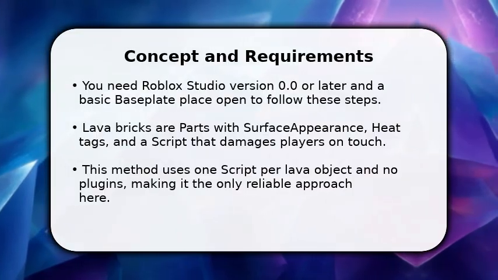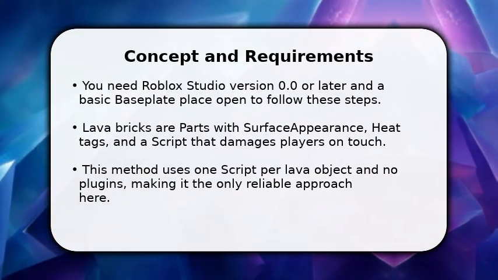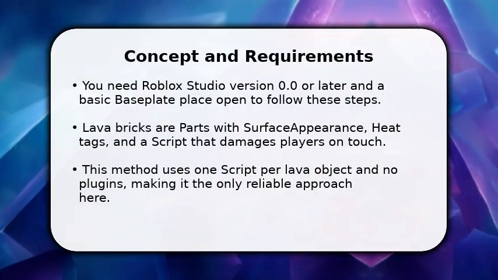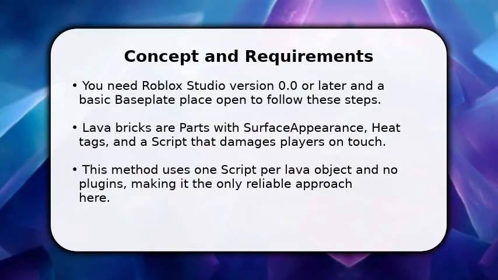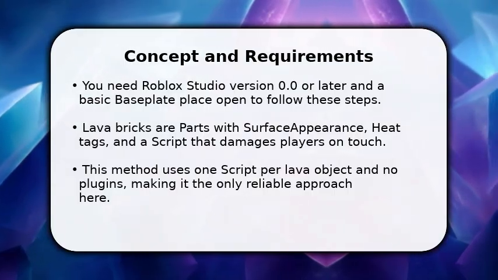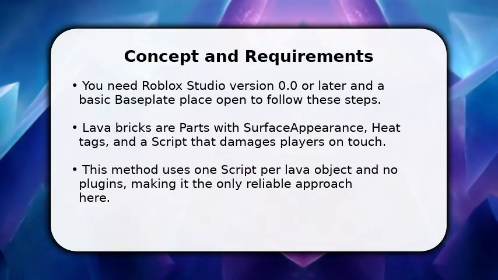This tutorial requires one script per lava object, a surface appearance or decal for orange glow, and a bool value heat tag to mark damageable surfaces. We avoid plugins and use only native instances.